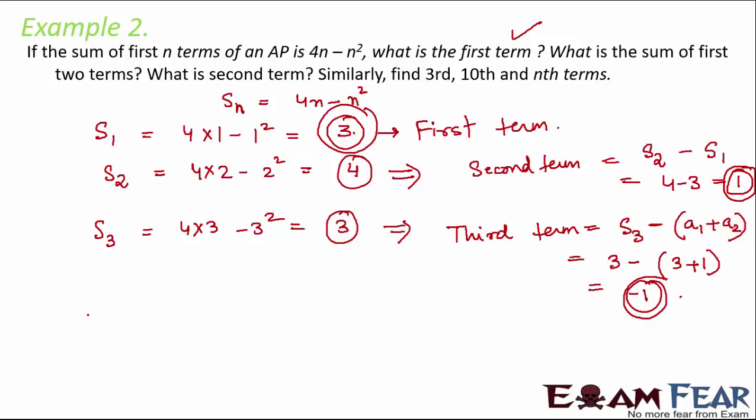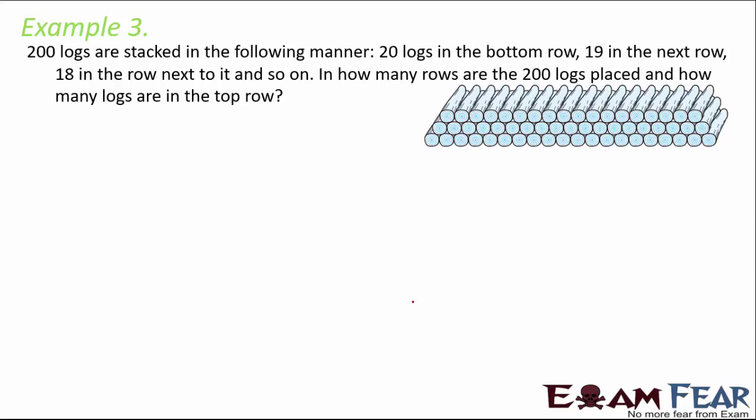So finally if you look at the AP, it will look somewhat like this. It starts with 3, then 1, then minus 1, and so on. So in this case, what do you see? What is the value of d? Difference is minus 2. That is, common difference is minus 2. And so on. Let's look at the third question.